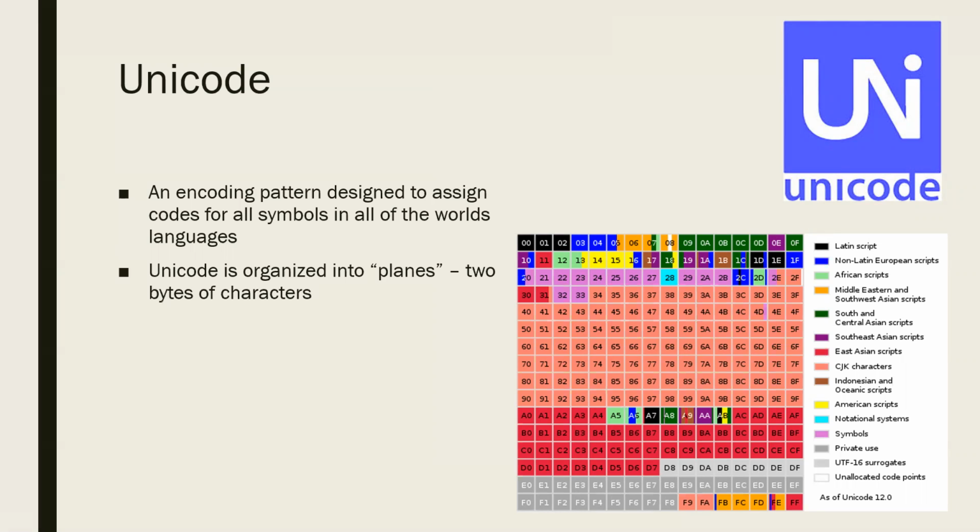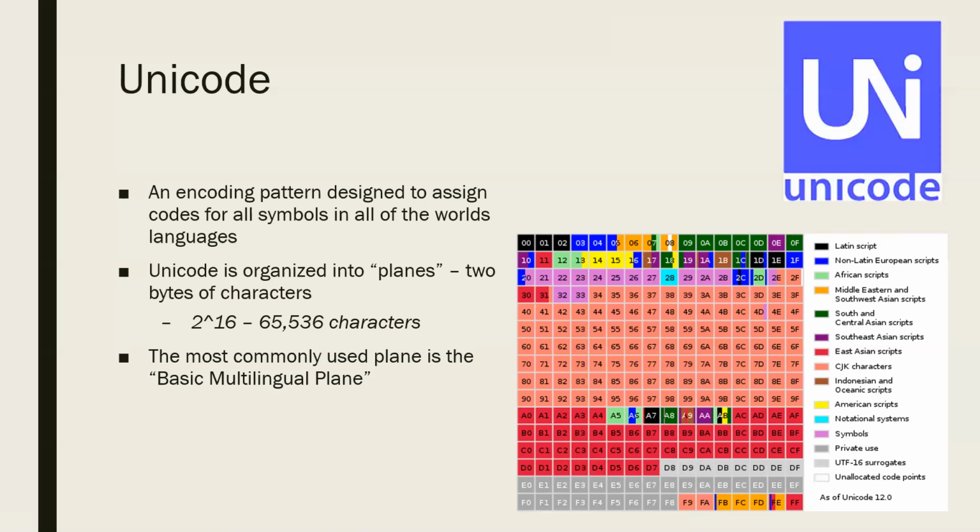And these codes are organized into what are called planes, which are 2 bytes of characters. Remember that a byte consists of 8 bits, so 2 bytes has 16 bits. What that means is that one plane can represent 65,536 characters. So if we move from 7 bits to 16 bits, we can represent many more possible characters. This allows us to represent characters of other languages, as well as just the Latin alphabet.